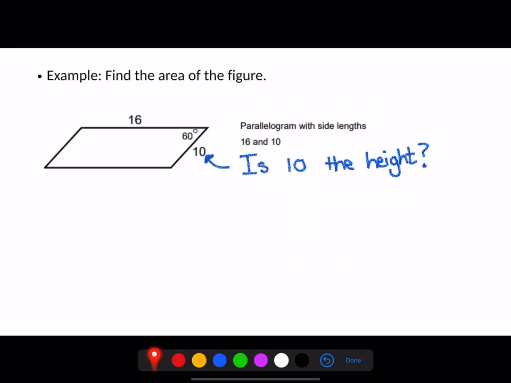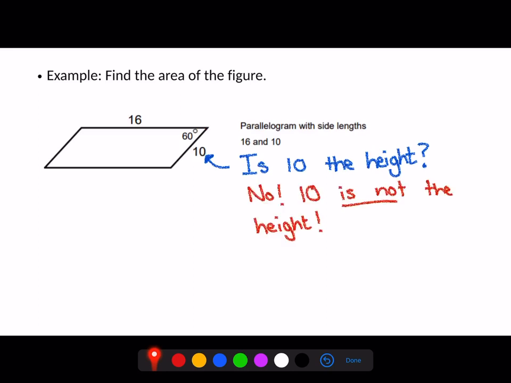Next, getting a little bit more difficult. Find the area of the figure. It's a parallelogram with side length 16 and a side length of 10. The other thing that we notice here is that we have a 60-degree angle right in one of the corners of our parallelogram. Is 10 the height? Well, if we think about it, 10 does not intersect 16 at a 90-degree angle. It's not an altitude. So therefore, no, 10 is not the height in this case. 10 is just a side length.